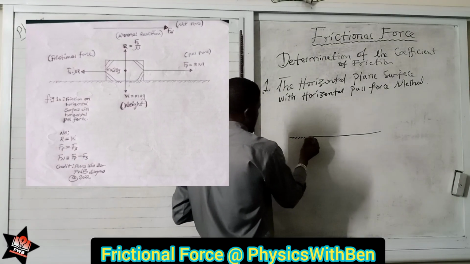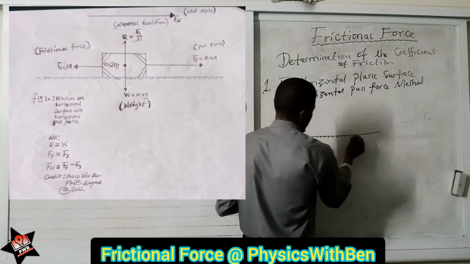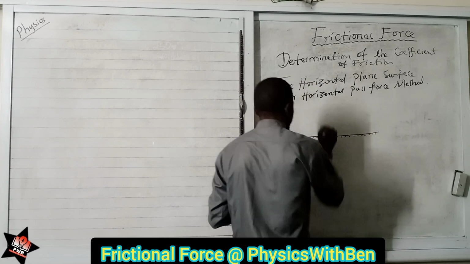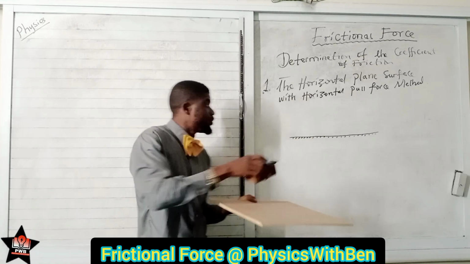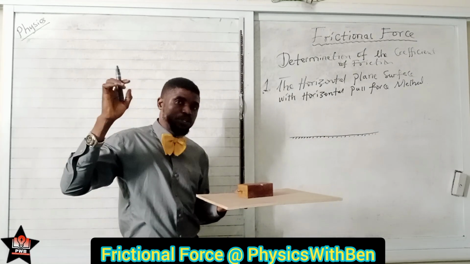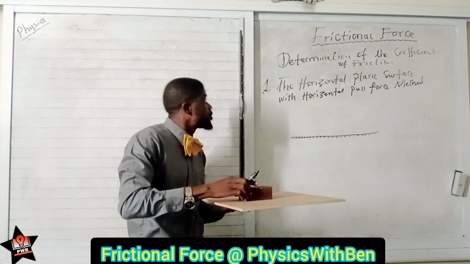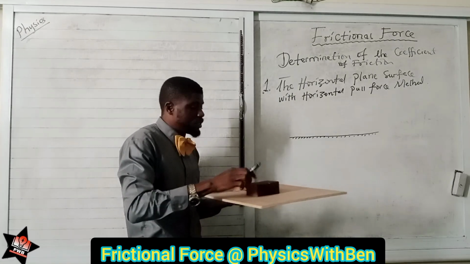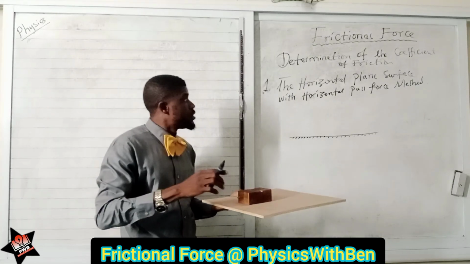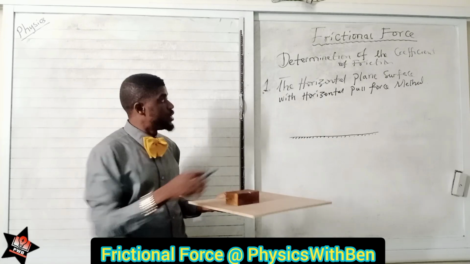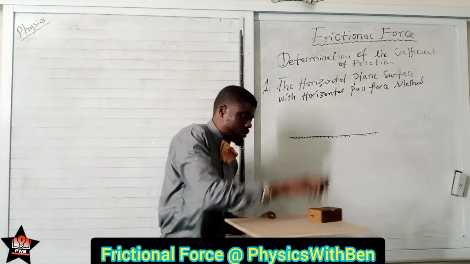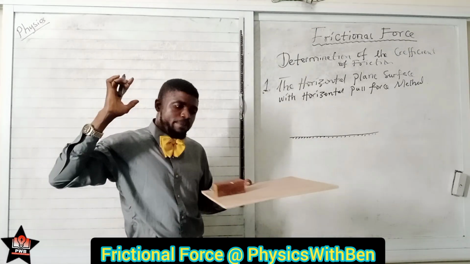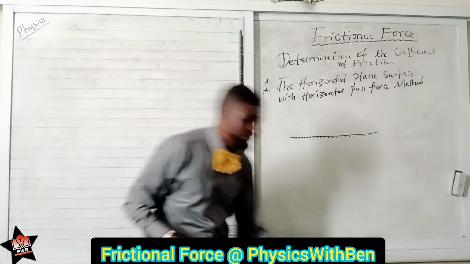And this is a symbol for surface in physics. And just what I'm doing here right now, just on the board. This is the first method. Horizontal plane surface with horizontal pull force. It could be a pull or a push force. So this is the method I am discussing right now.